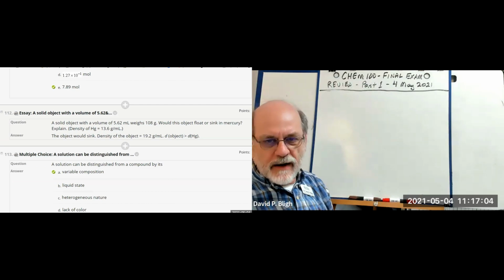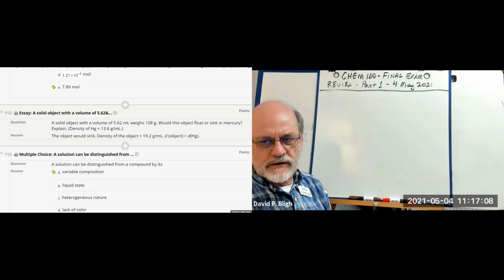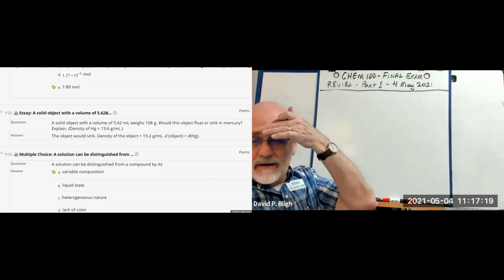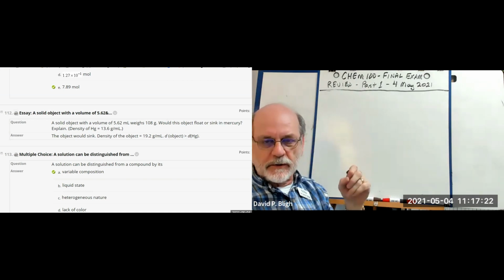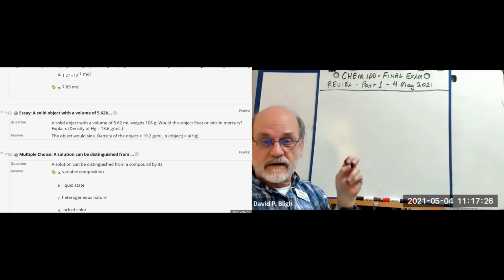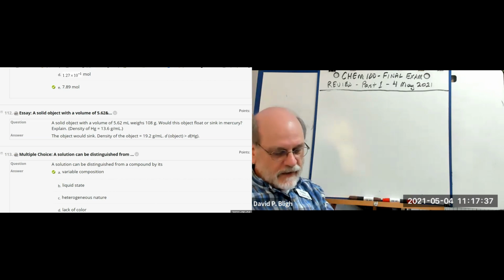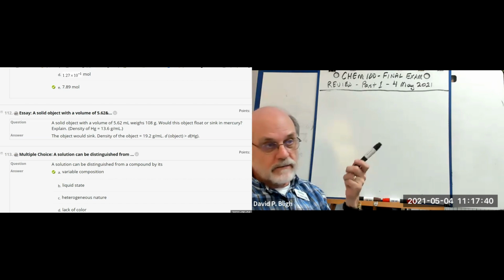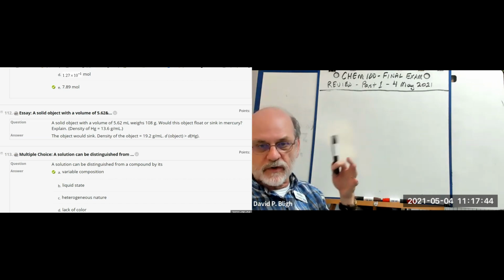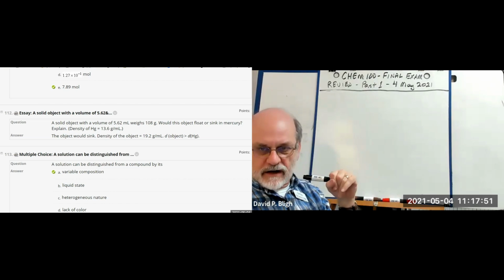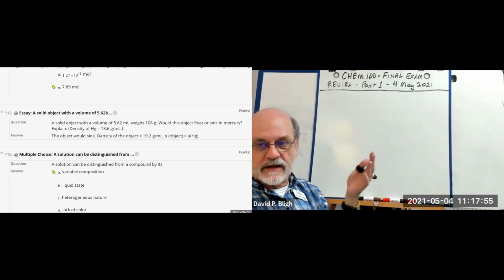A solid object with a volume of 5.62 milliliters weighs 108 grams. Would this object float or sink in mercury? Okay. Right, so this is different. It's a similar concept. It's all based on Archimedes' principle. If the density of the object is less than the density of the fluid, then it floats. If it's greater than the density of the fluid, then it sinks. So that works for liquids. It works for gases too. That's why hot air balloons and helium balloons, blimps and dirigibles and whatever, that's why they float. Because overall, the density of that object is less than the density of the fluid.